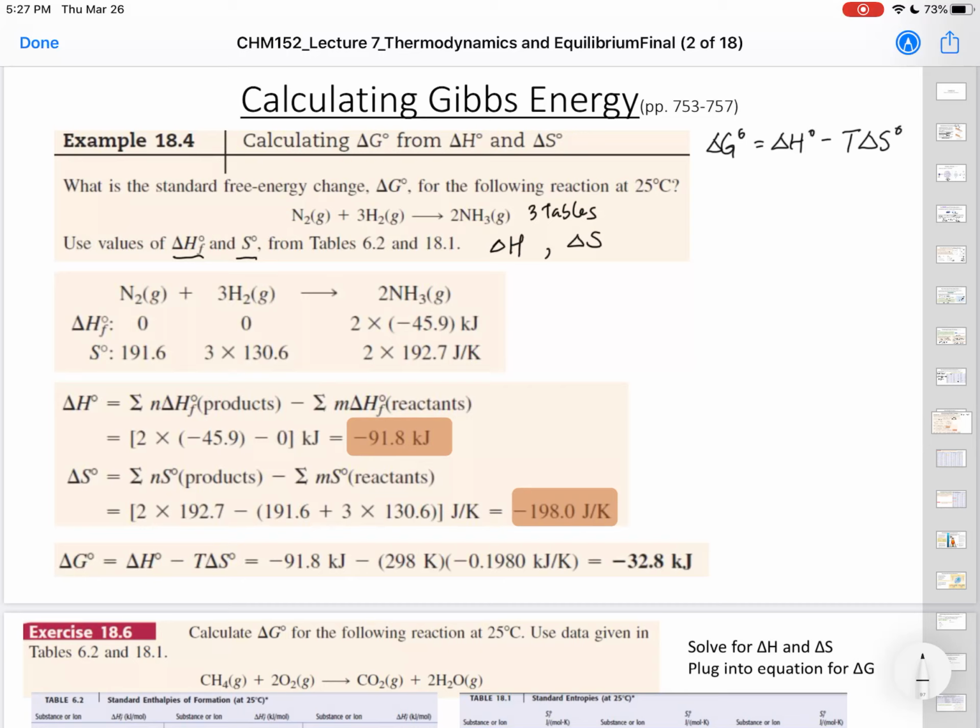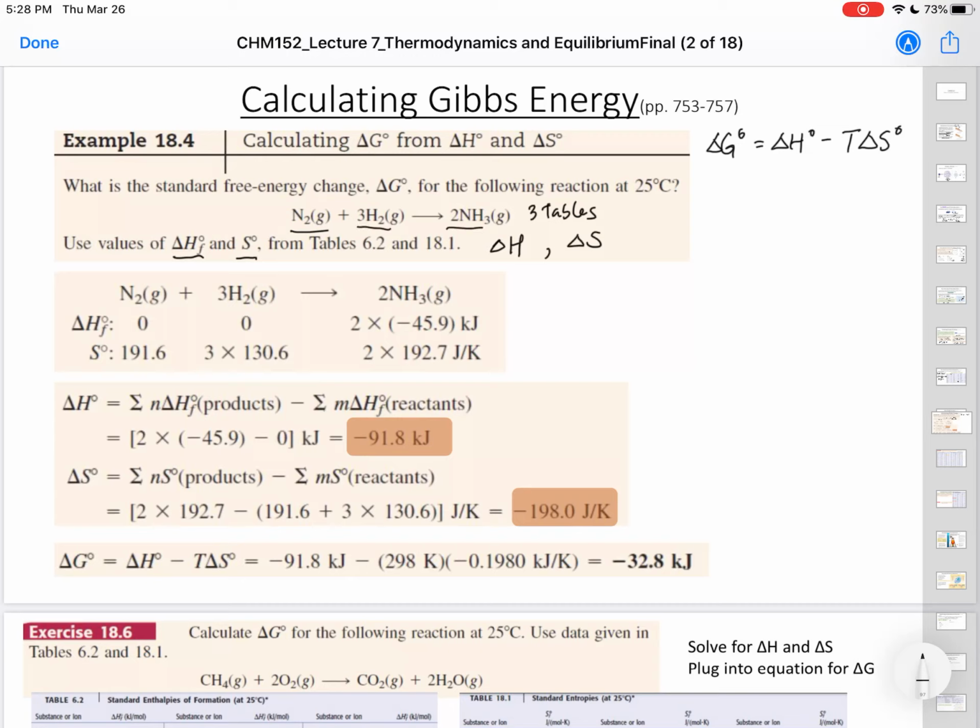Okay. For this problem, you're going to need your H table, your enthalpy table, and your entropy table. Again, I would clearly mark each one, write it really big. Write delta H very big on top of the enthalpy table, and write delta S very big on top of the entropy table, so you don't use the wrong values from the wrong table.